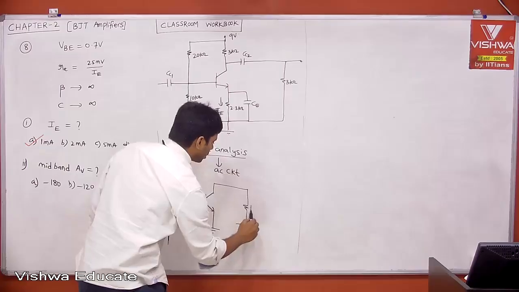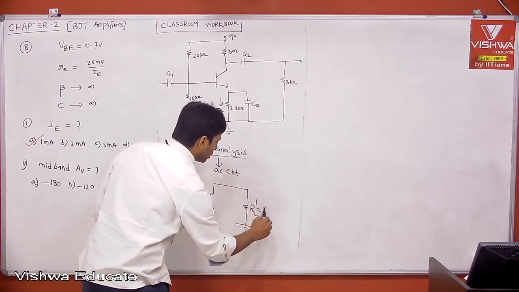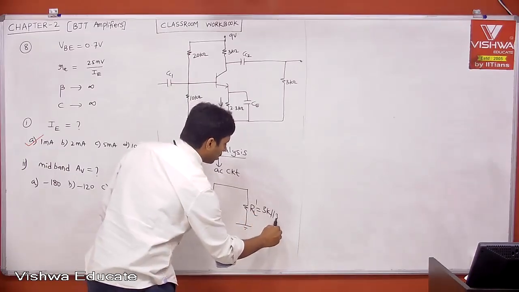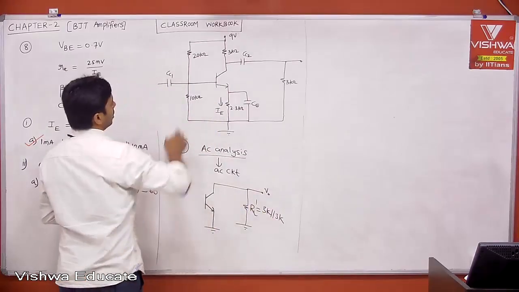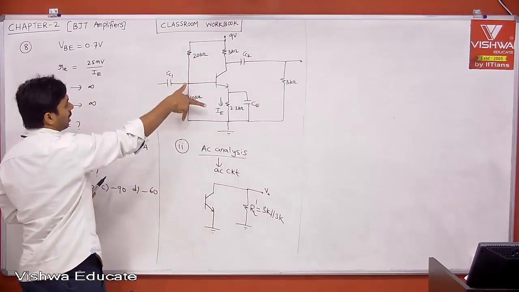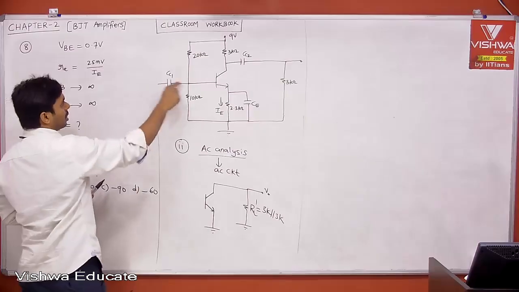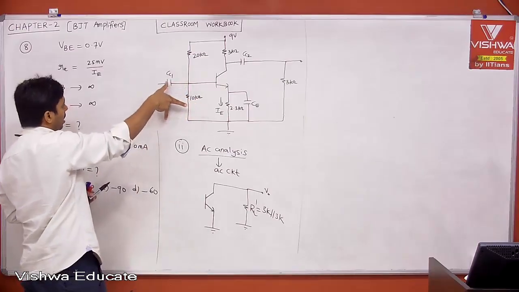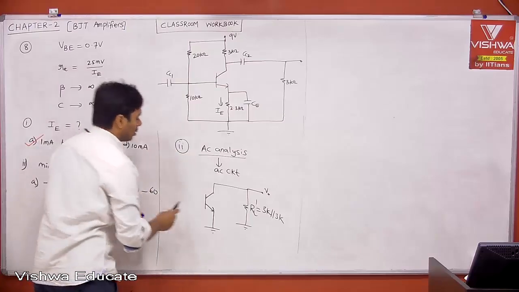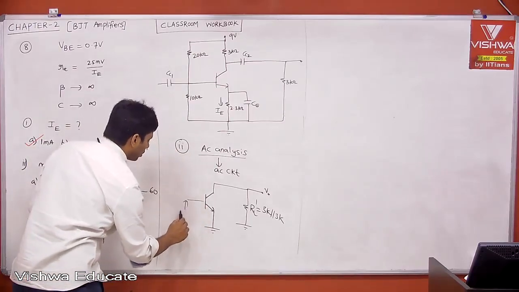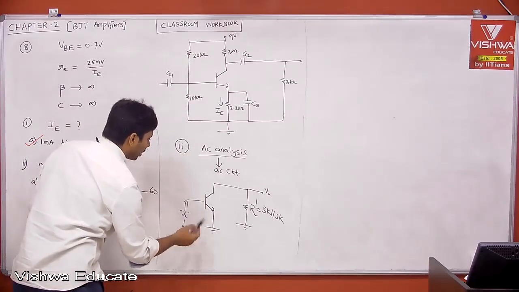Then your RL dash, the effective load, is nothing but 3K in parallel to 3K. This is your V0. And at the input side, this 20K is coming in parallel to 10K. That is in, and this is short circuit for AC. Therefore, this is what is coming in parallel to the input signal. Voltage source in parallel to resistor, voltage source. You can ignore that part. Therefore, this is what is our VI. Right?